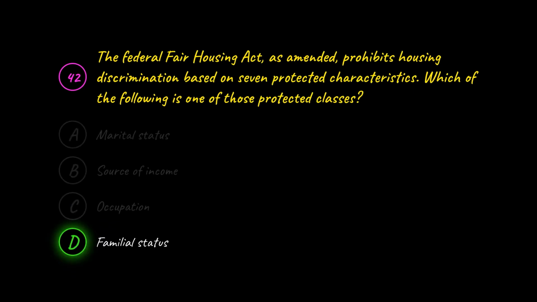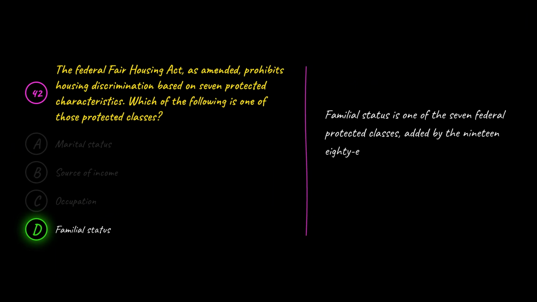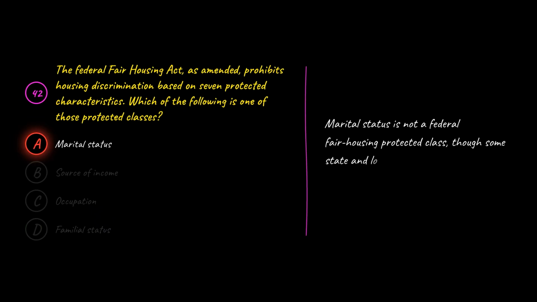The correct answer is D. Familial status. D is correct because familial status is one of the 7 federal protected classes added by the 1988 amendments. The full list is race, color, religion, national origin, sex, familial status, and disability. A is wrong because marital status is not a federal fair housing protected class, though some state and local laws cover it. The federal 7 do not include marital status.